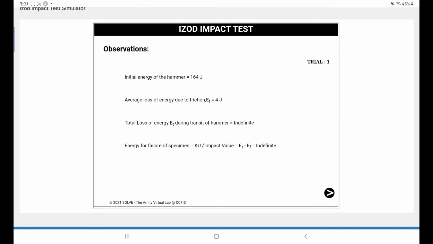Observation for trial 1. Initial energy of hammer is 164 joule. Average loss of energy due to friction, EF, equals 4 joule. Total loss of energy, ET, during transit of hammer, indefinite. Energy for failure of specimen, KU, per impact value equals ET minus EF equals indefinite.